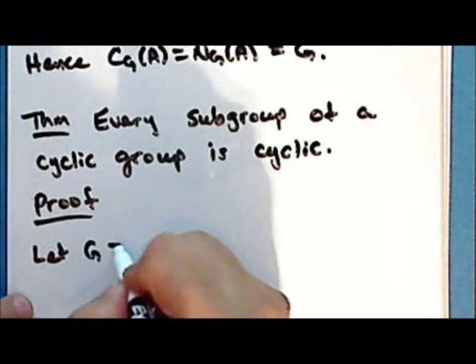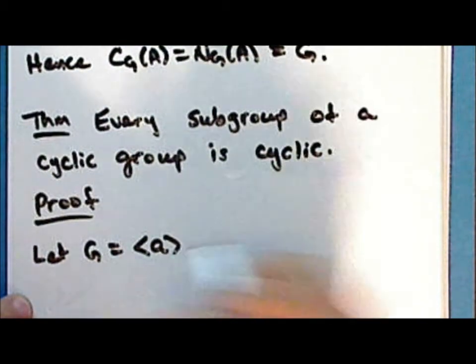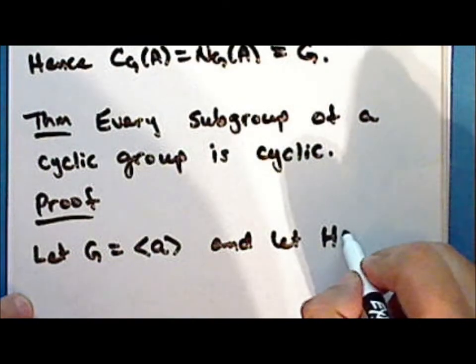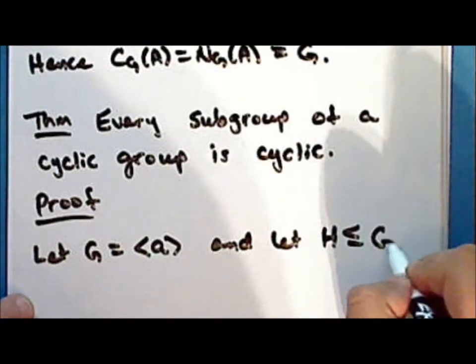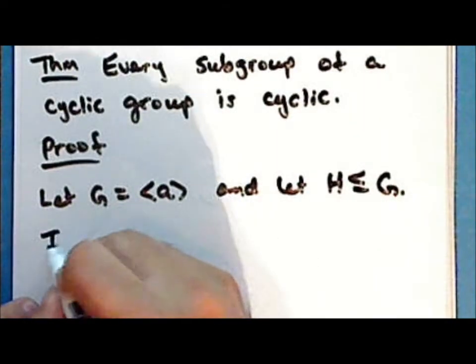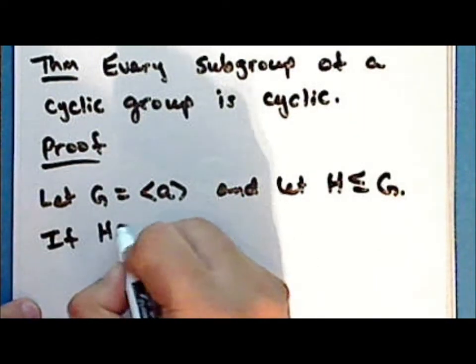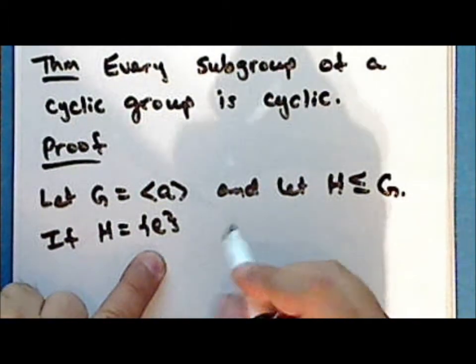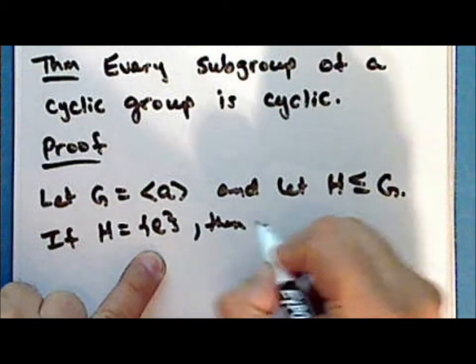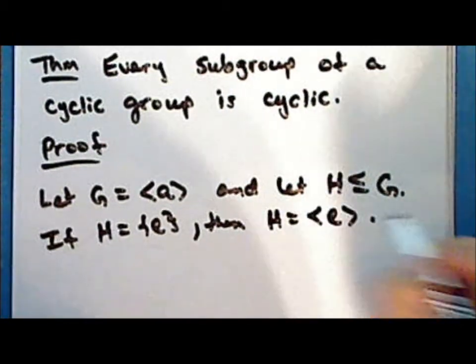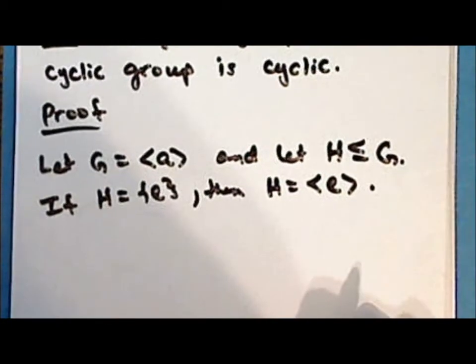Let G be the cyclic group generated by some element a, and let H be a subgroup of G. Now, if the subgroup H is the trivial subgroup, that is the subgroup consisting of the identity alone, then this group is generated by the identity, and so is cyclic.